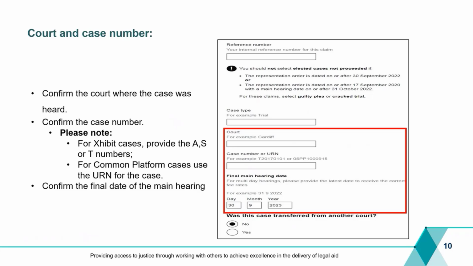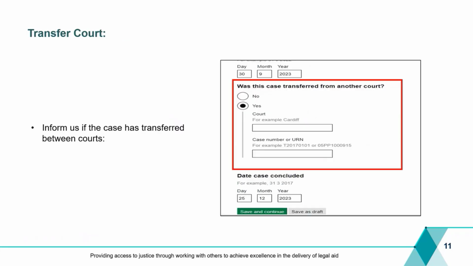Enter the main hearing date and the date the case concluded. Next, tell us if the case was transferred between courts. If yes, give us the court venue and the case number of the new court. Please note that the case number will be different from the original court, so again, it's important to give us the correct combination of case number and court. If the case is on the common platform, the URN will have stayed the same, so please provide the same URN.